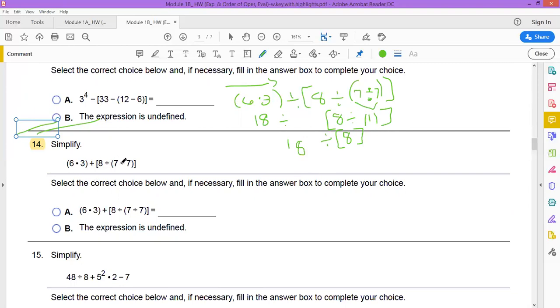So 7 divided by 7, we had 1. 8 divided by 1 gave us 8. And in the center, it wasn't a division symbol. That's actually addition. So we should bring down a plus symbol. All right, we carried down our 18 that was in front. Remember, 6 times 3 gave us 18. And now we're going to add 18 plus that 8 to get our final answer, which will be 26.